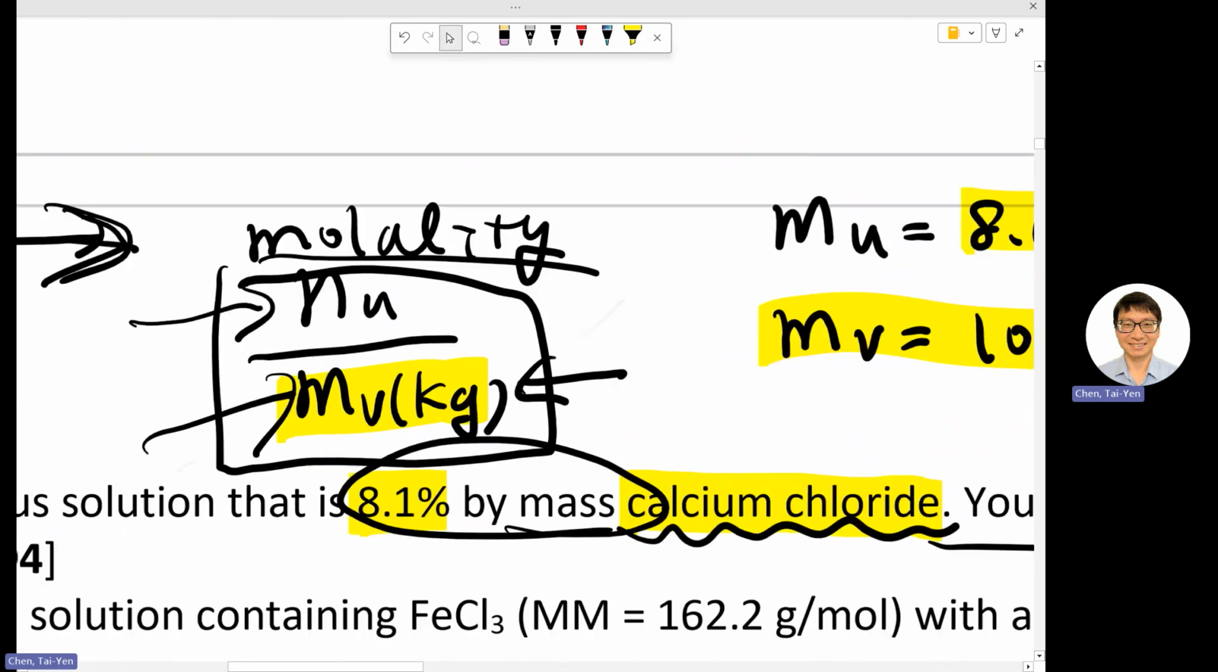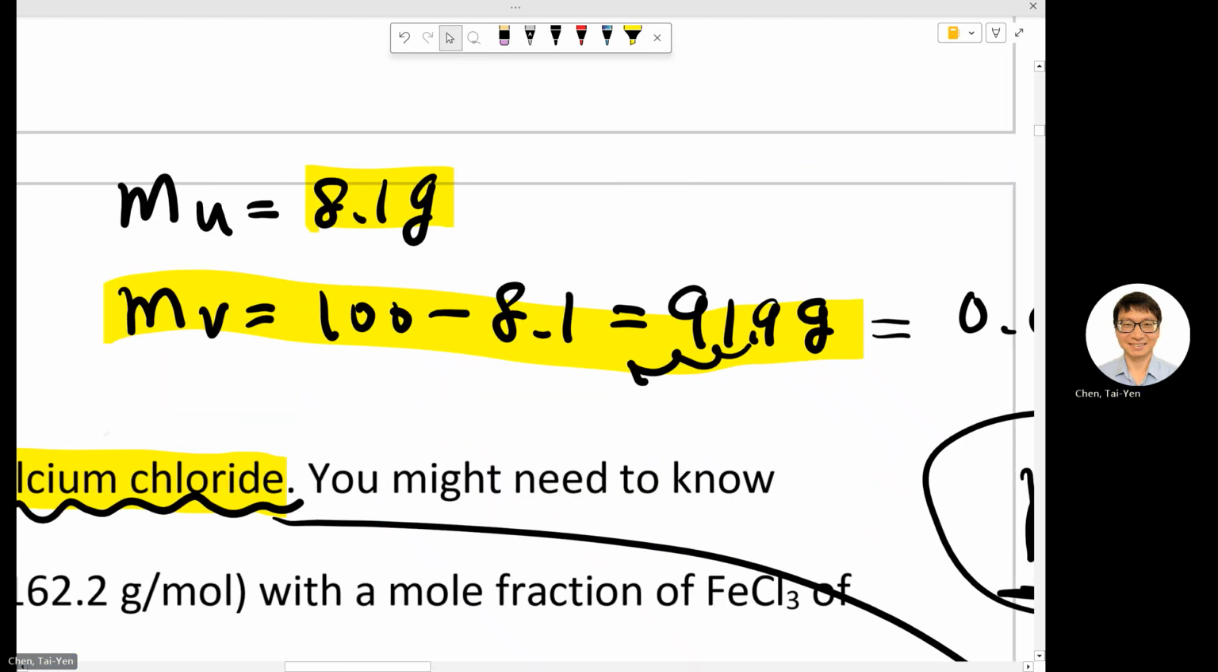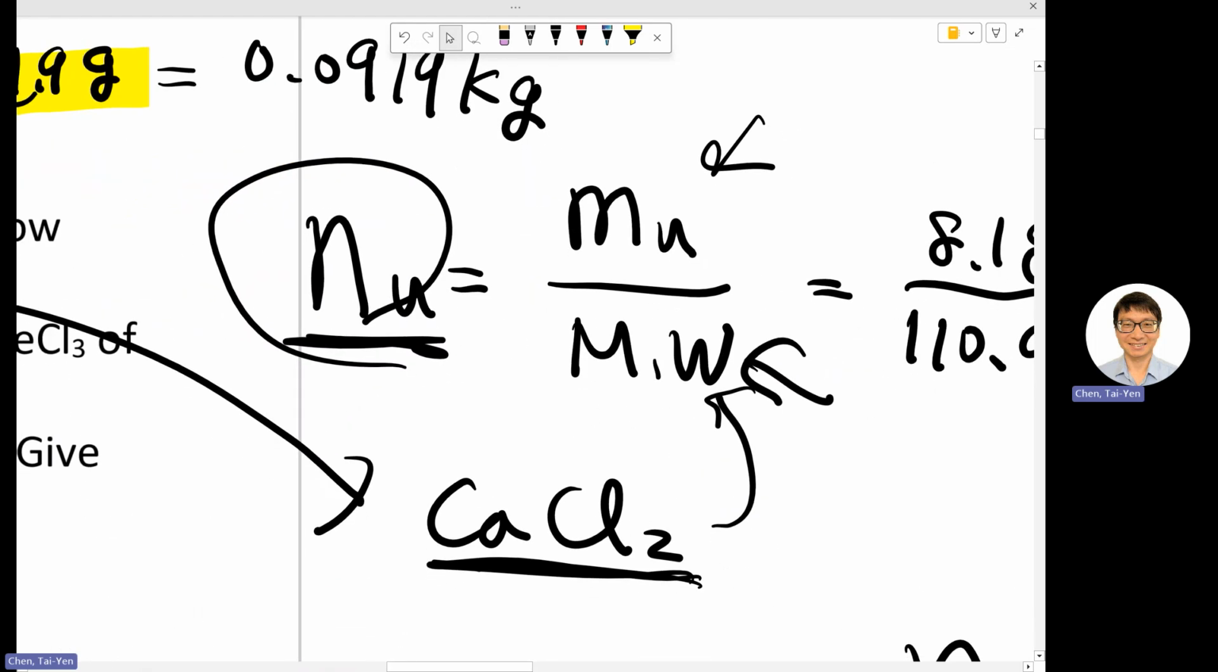Then we go to molality and try to figure out, okay, what information do we need? We realize that we need the number of mole of your solute and the mass of your solvent in kilogram, right? Since we already know the mass of solvent, the denominator is known. Then we solve for the moles of your solute. The moles of your solute can be computed by the mass of your solute divided by the molecular weight of your solute, right? And you get the molecular weight of solute from the periodic table.